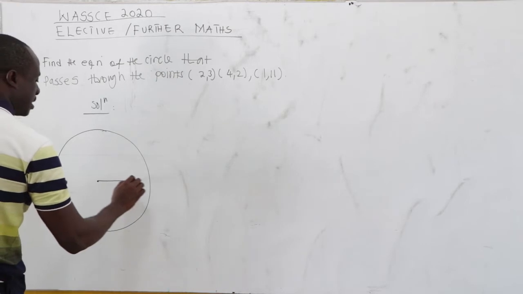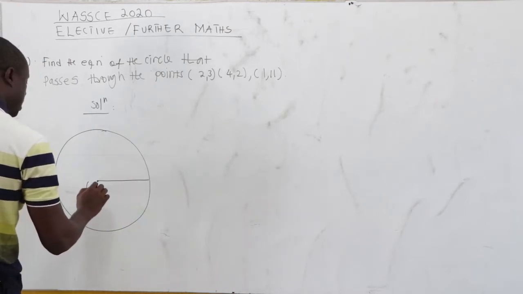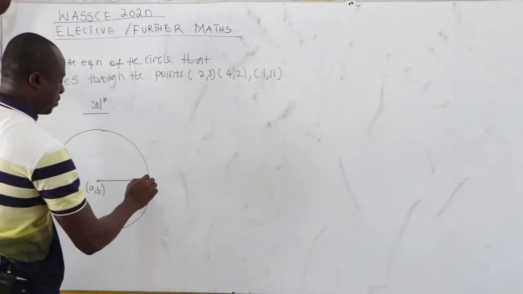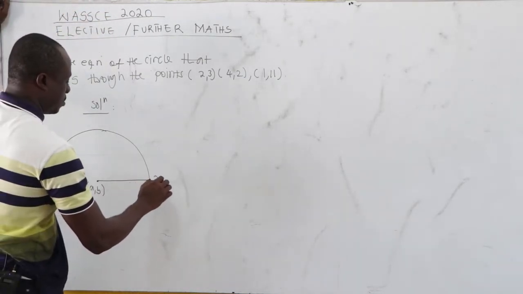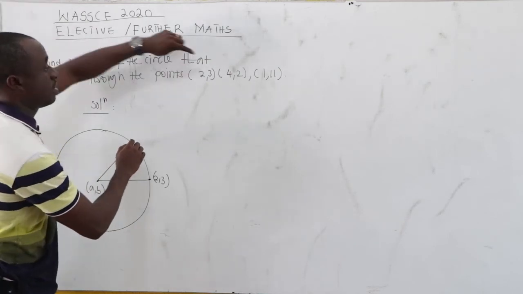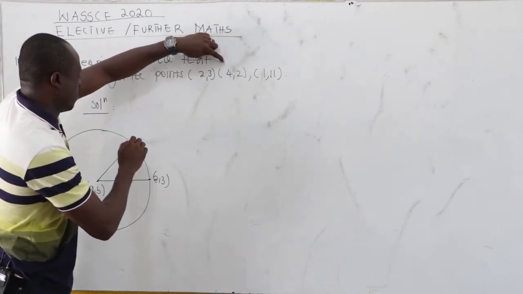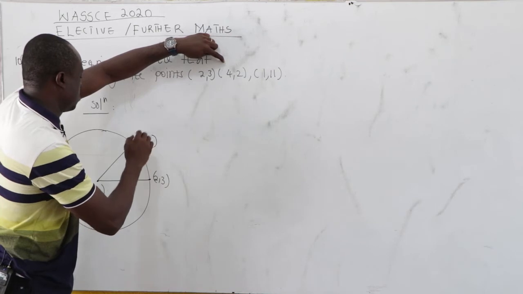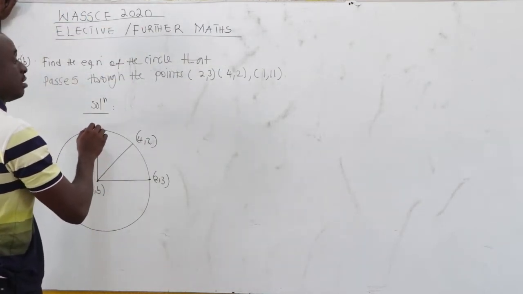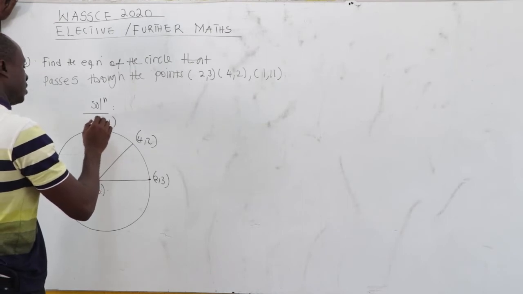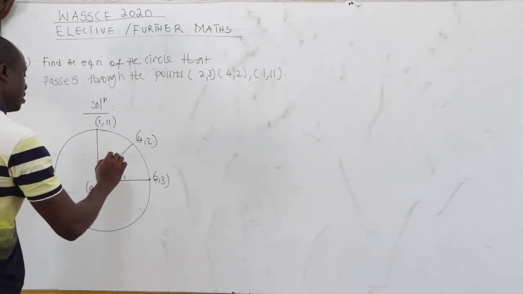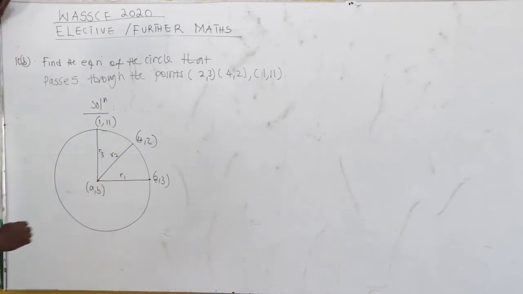Now our center, let's suppose that the center is (a, b). Now, what are the points? We have 2, 3, so let's suppose that this is (2, 3). Now let's suppose there's another point, the other point we have (4, 2). And then there's also another point that is (1, 11). Now let's name the radii here R1, R2, R3.